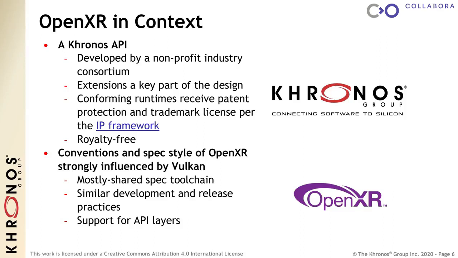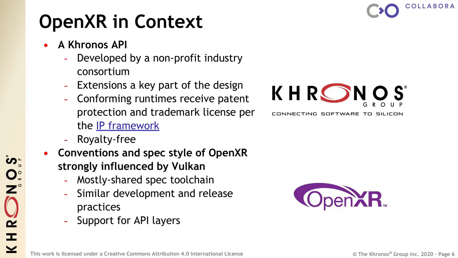Like all Khronos API standards, conforming runtimes that run the conformance test and pass it and complete the other requirements of the conformance and adoption program receive patent protection and trademark licenses per the IP framework. Take a look at these slides. That is linked. I am not a lawyer, but this framework makes Khronos the place where the big players in industry in these very highly competitive tech fields can safely get together, talk about things, and come up with standards that will work across all of them. Like other Khronos standards, OpenXR is royalty-free.